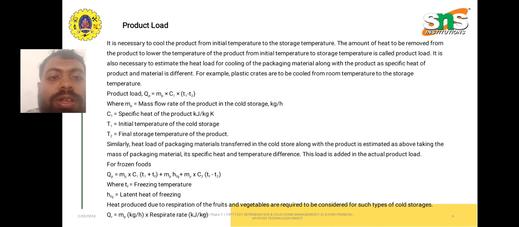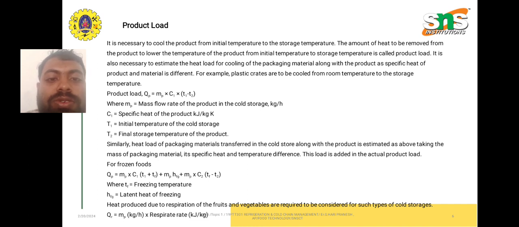Product load is calculated as QP equals MP into C1 into (T1 minus T2), where MP is the mass flow rate of the product in the cold storage, C1 is the specific heat of product in kilojoules per kg Kelvin, and T1 and T2 are the initial and final temperatures of the product. Similarly, the heat load of packaging materials transferred into the cold store along with the product is estimated by taking the mass of packaging material with its specific heat and temperature difference. This load is added to the actual product load.